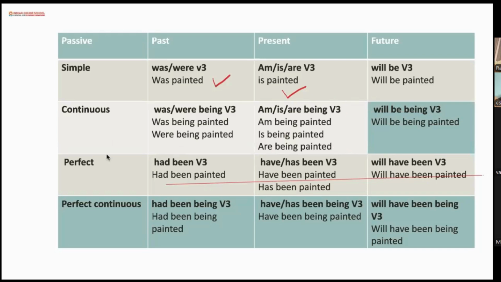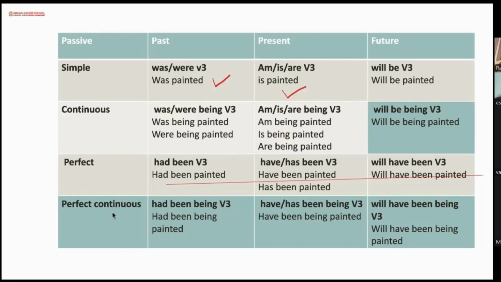Okay. The perfect is very easy to understand. It is had been and the third form of verb. And similarly, in the present tense, it is have, has been and the third form of verb. And in future tense, it is will have been and the third form of verb. So the sentence changes accordingly. Had been painted in the past form, have been painted in the present form, and in the future it is will have been painted.